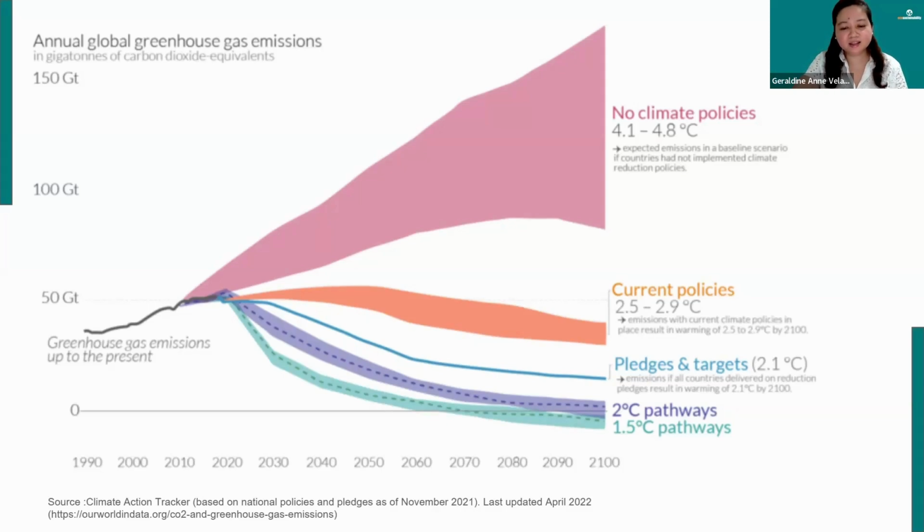The purple and green lines, 2 degrees Celsius and 1.5 degrees Celsius pathways, science-based pathways aligned with the Paris Agreement, require emissions to peak immediately, fall by about 50% by 2030, and reach net zero around 2050. These pathways demand much faster action than current policies and pledges.